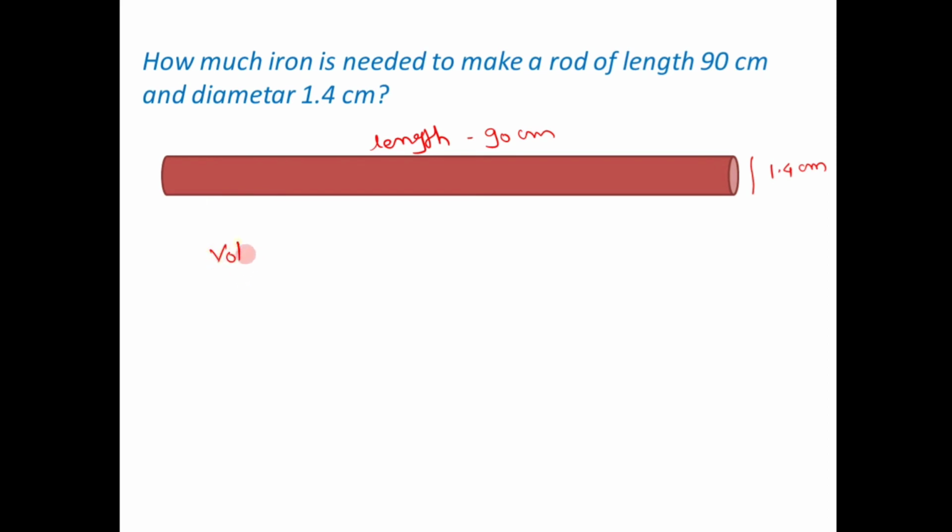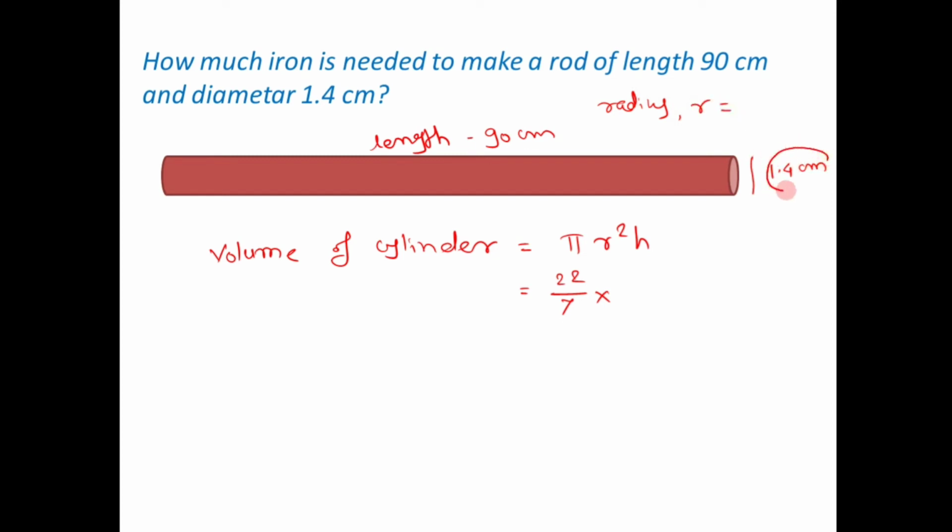So we have the formula for volume of cylinder. We have just derived a formula as pi r square into h. We know the value of pi is 22 by 7 into, now here r is required. R is nothing but the radius for this cylinder, and here radius is not given, instead the diameter is given. So diameter is 1.4 centimeter and we know that radius is always half the diameter. That's why the radius would be 0.7 centimeter, which is half of 1.4.